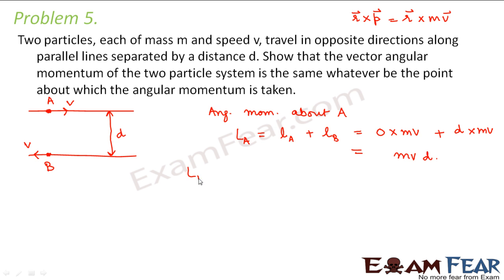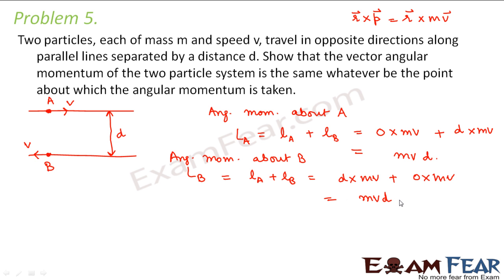Now let us calculate the angular momentum about point B. So angular momentum about point B will be equal to again LA plus LB. Now in this case, R for particle A will be equal to d. So in this case it will be d into mv plus 0 into mv, because the position vector of the point B from the origin, which is again B, is 0. So here also we get the angular momentum as mvd.